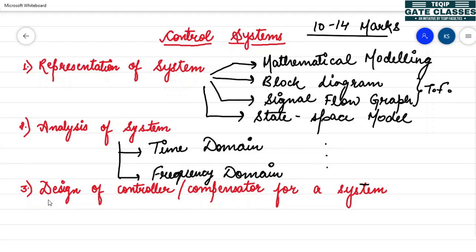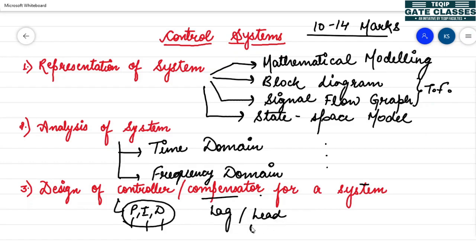The third part is controller and compensator design. In controller, we will discuss P, I and D controller, proportional, integral and derivative controller and combination of these three. And in compensator design, we will discuss lag compensator, lead compensator and lag lead compensator design.